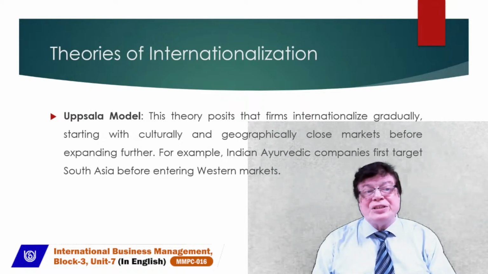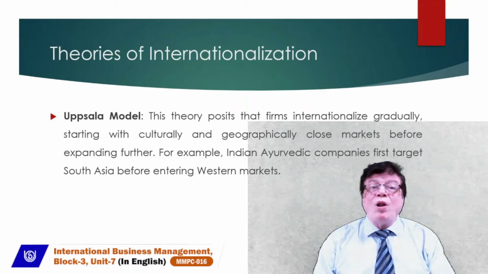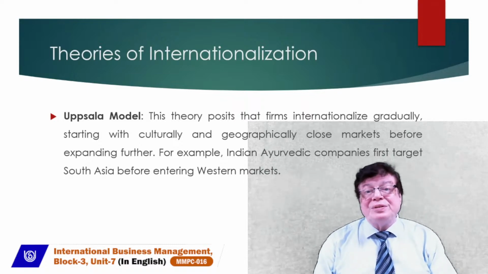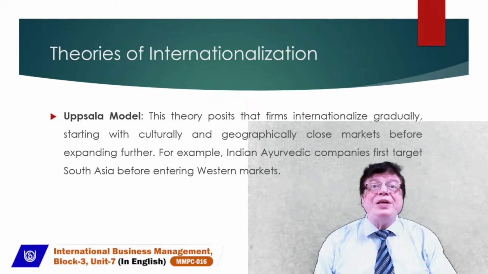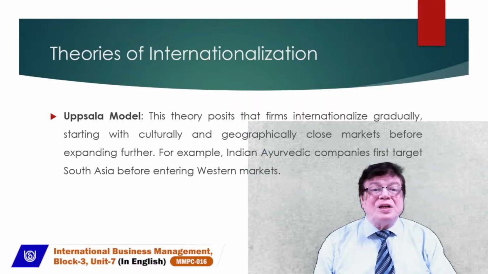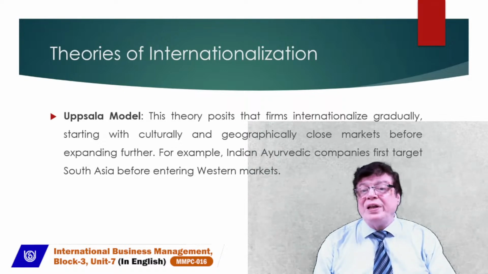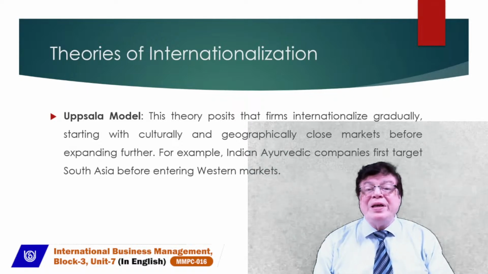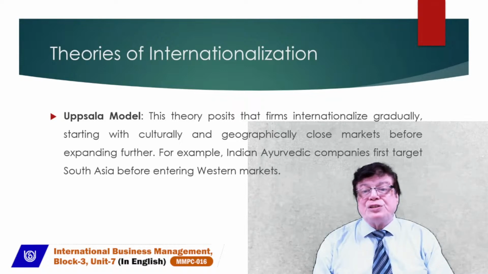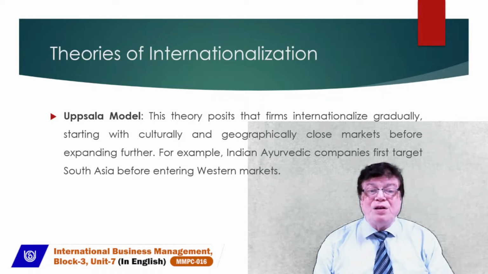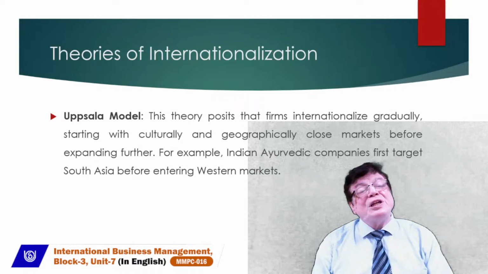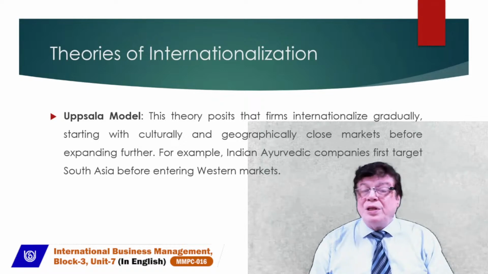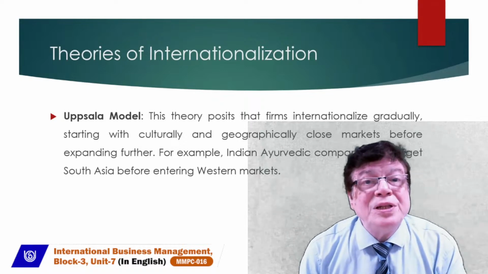Theories of internationalization, Uppsala model. This theory posits that firms internationalize gradually, starting with culturally and geographically close markets before expanding further. For example, Indian Ayurveda companies first target South Asia before entering Western markets. Now, this Ayurveda in India, there are so many Ayurveda hospitals in our country.